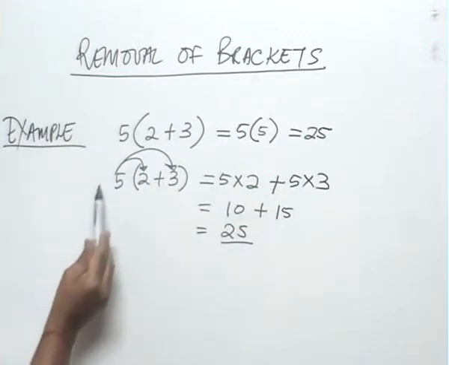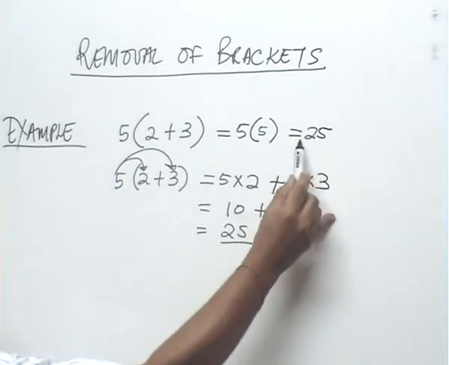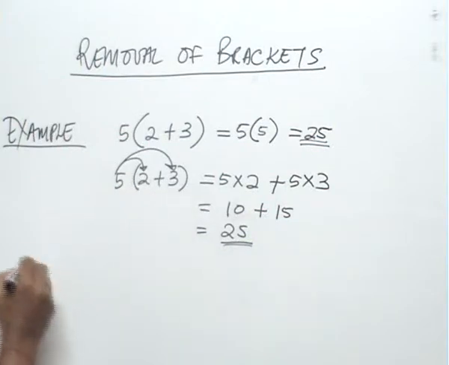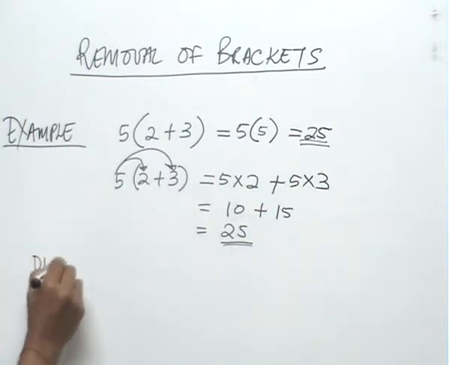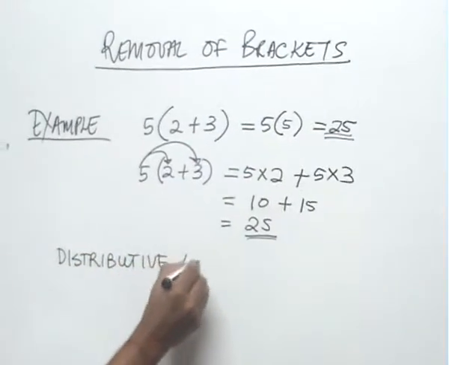So if I make you do an example like this, you're still getting the same answer, 25. And the answer there you got was also 25. So whatever I'm making you do here is correct. Now this in maths we call the distributive law. We call this the distributive law.